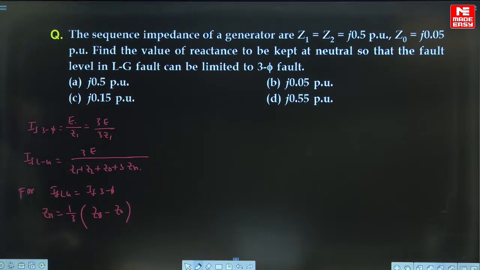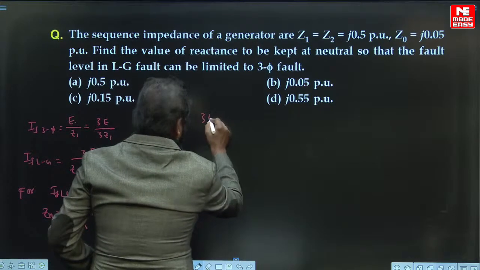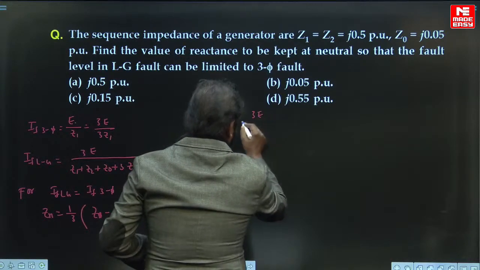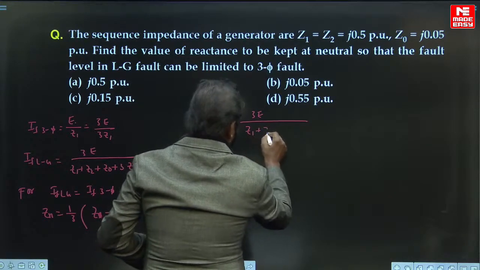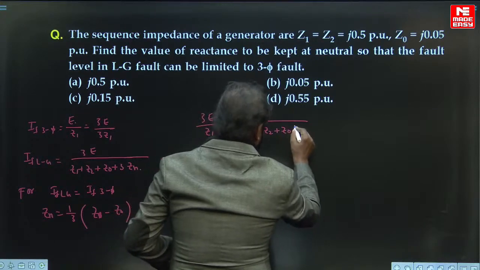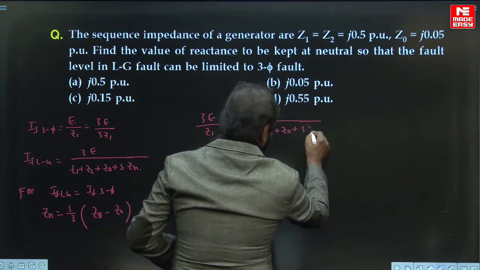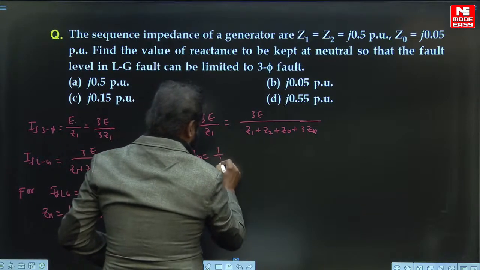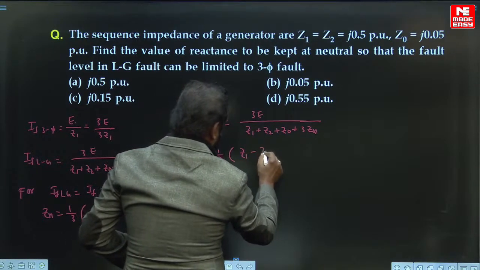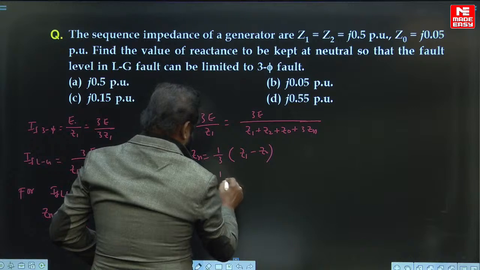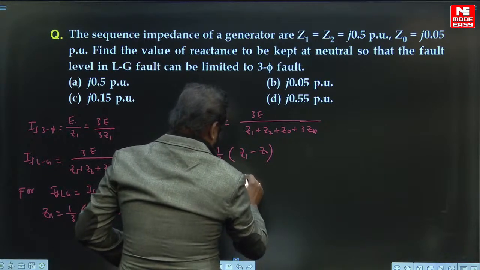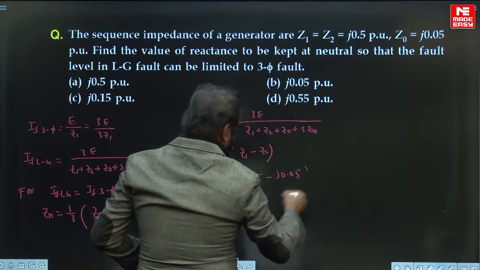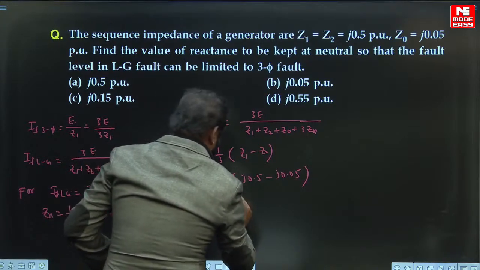you are getting this equation. That means 3E by Z1 equals 3E divided by Z1 plus Z2 plus Z0 plus 3Zn. If you make this equivalence, you can get Zn equal to 1 by 3 into Z1 minus Z0. So that is equal to 1 by 3 into J.5 minus J.05. So that itself is indicating J.15.